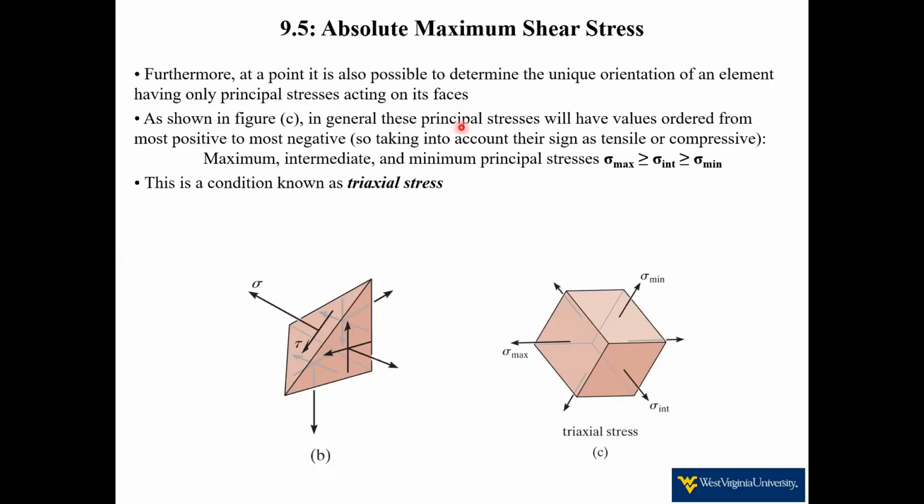So in general, these three principal stresses will have values ordered from most positive to most negative, taking into account their sign as tensile or compressive. And we'll order those as maximum, intermediate, and minimum principal stresses from most positive to most negative. All right. This general condition, when we have only the principal stresses and one coming out of each face, is called triaxial stress, because there's a normal stress on each of the three axes.